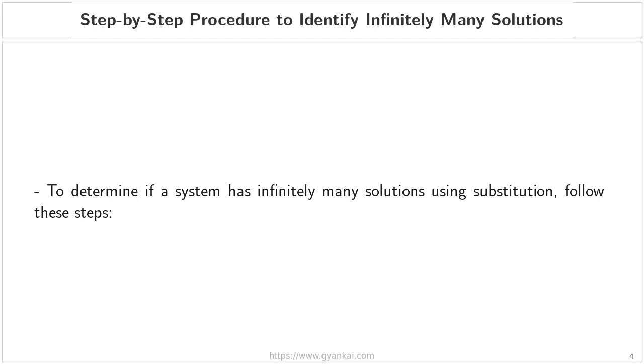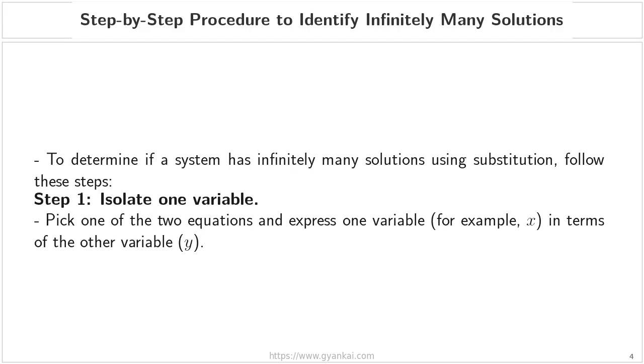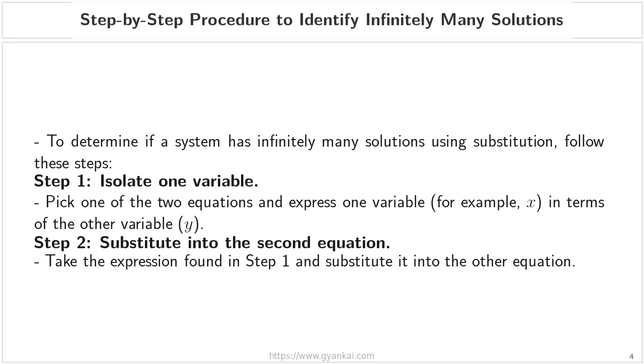Step-by-step procedure to identify infinitely many solutions. First, to determine if a system has infinitely many solutions using the substitution method, you should follow these 4 specific steps. Step 1. Isolate one variable. You'll start by picking just one of your two equations. It doesn't matter which one, as long as it looks a bit simpler. Your goal here is to rearrange it so that one variable, let's say x, is expressed entirely in terms of the other variable, y.